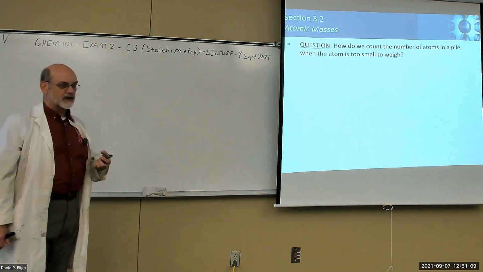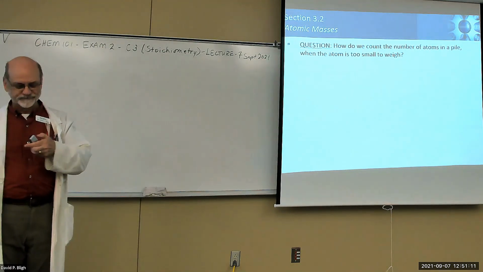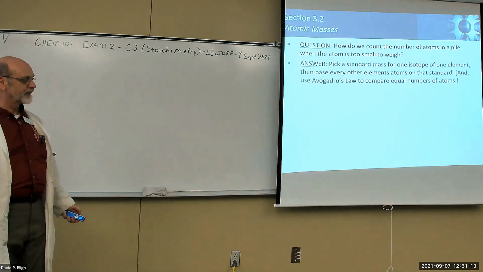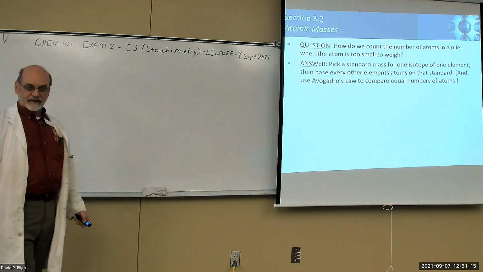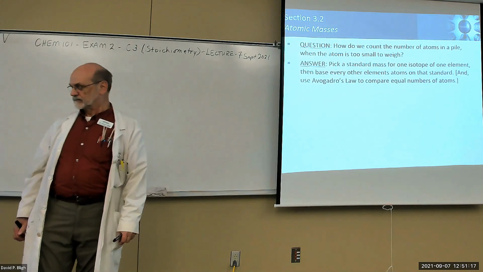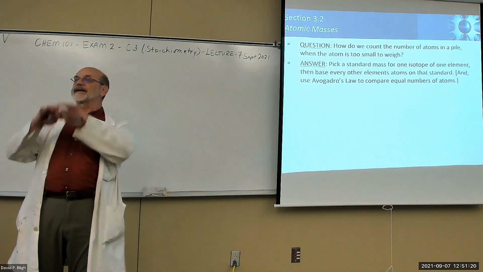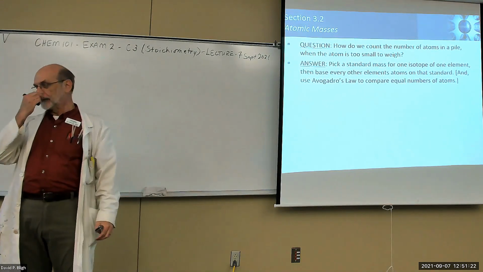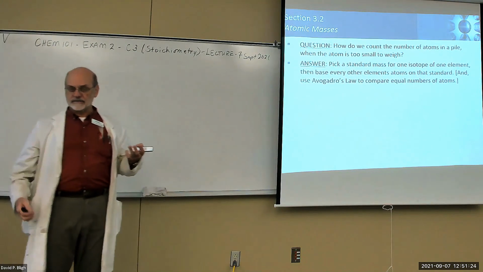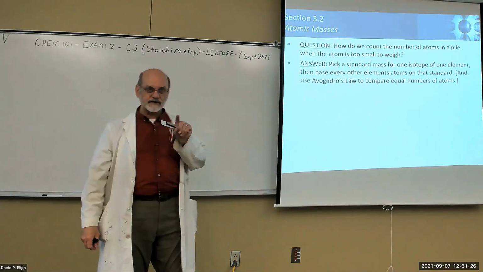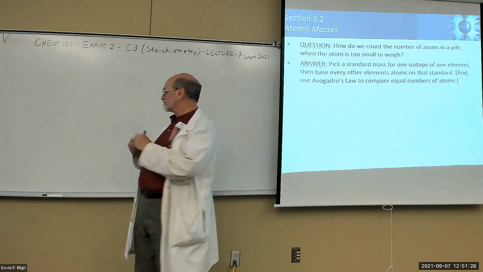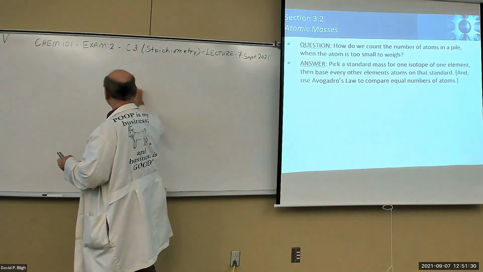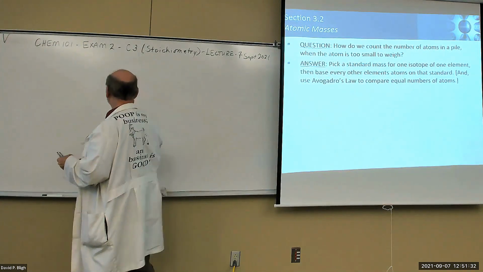Well, how do we count the number of atoms in a pile? Well, we need a standard. We need something that everybody agrees upon. Used to be oxygen. Used to be one isotope of oxygen.